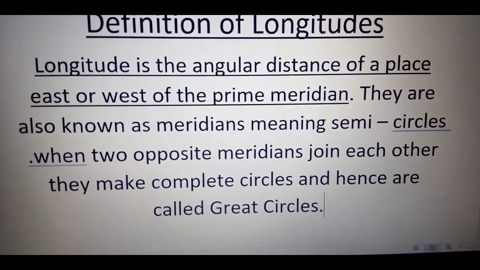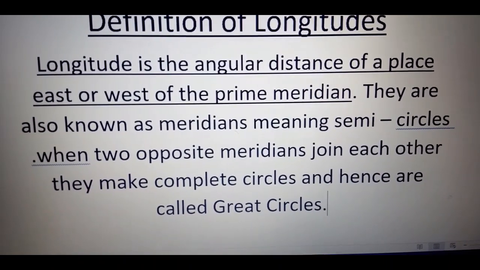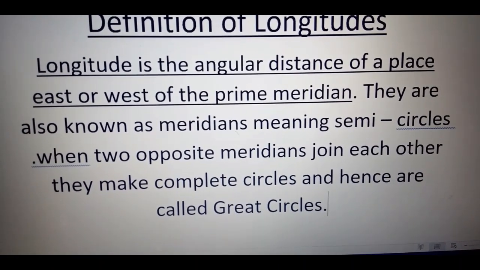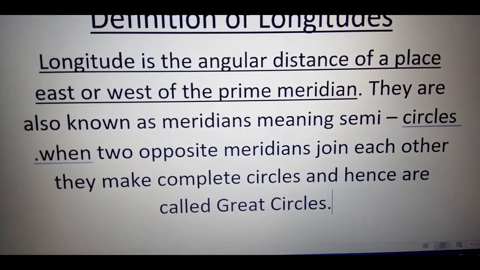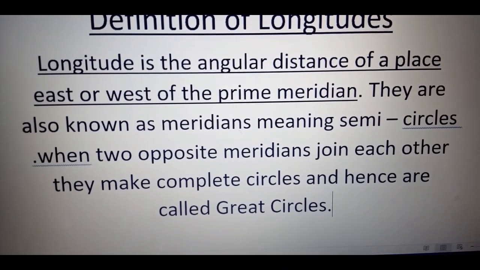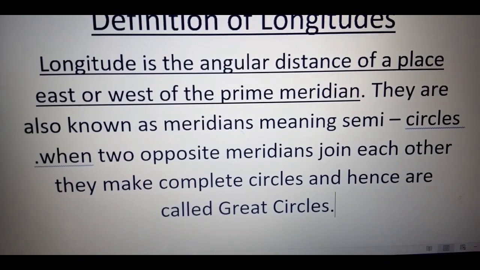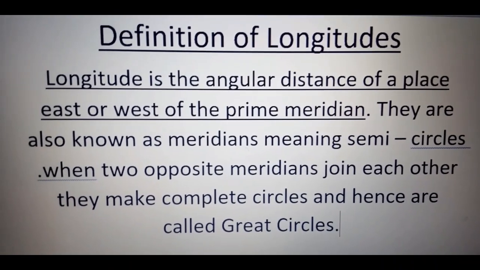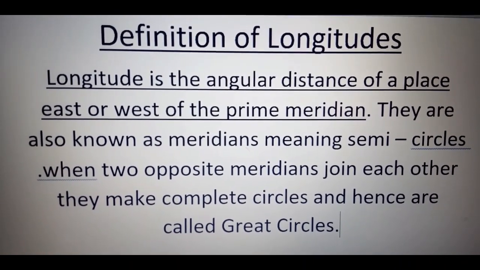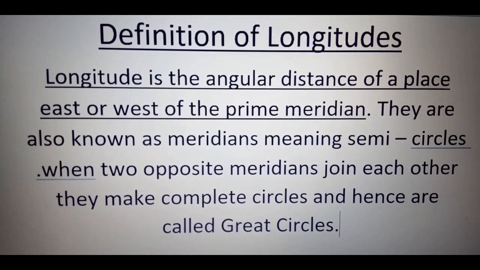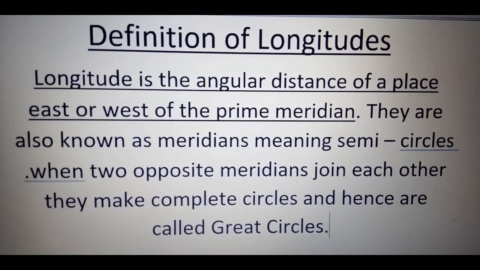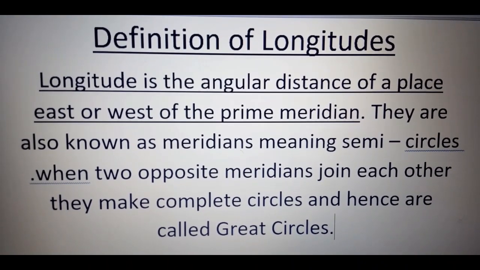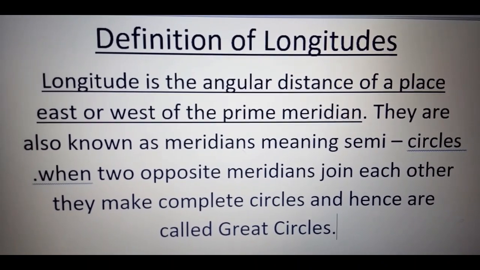Longitude is the angular distance of a place east and west of the prime meridian. They are also known as meridians, meaning semicircles. When two opposite meridians join each other, they make complete circles, and hence they are also called great circles. Like the 0 degree prime meridian, when it joins 180 degrees on the opposite side of it, it makes a full circle.